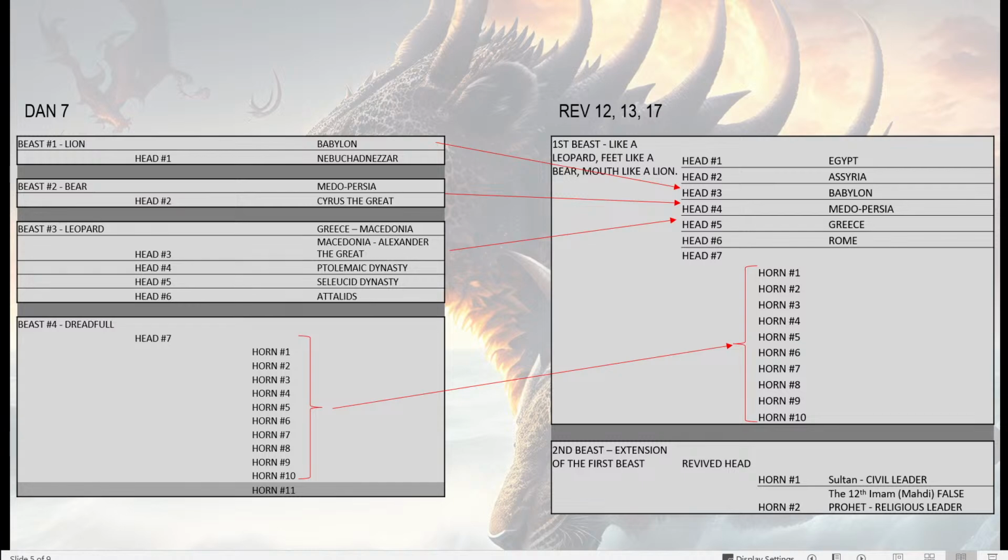So, I mentioned that in my viewpoint, one horn represents the civil leader, and the second horn represents the religious leader. In Islamic culture, that would be the Sultan, which was kind of a new idea within Islam that came about during the Ottoman Empire. And then the second horn would be what Muslims call the 12th Imam, or the Mahdi. That's their prophet to come that will save and establish the Islamic nation.